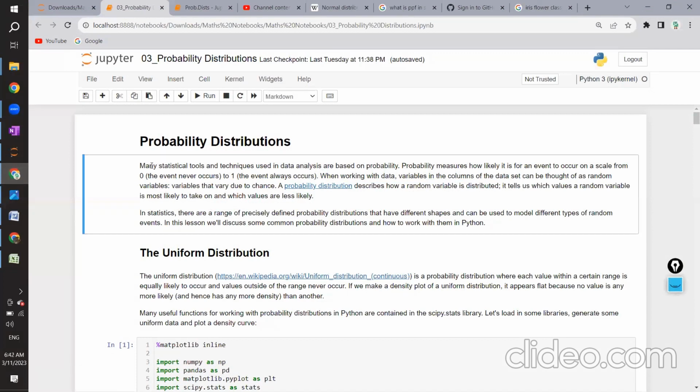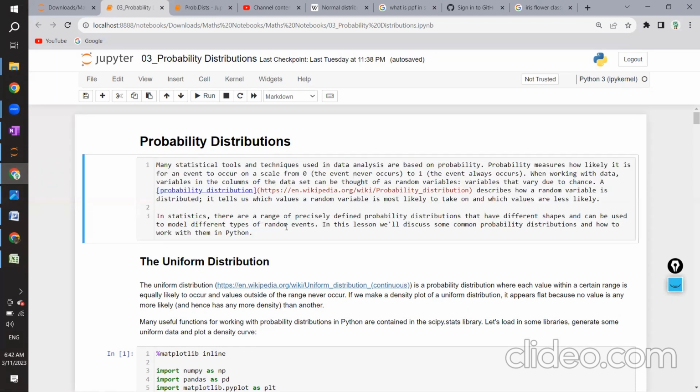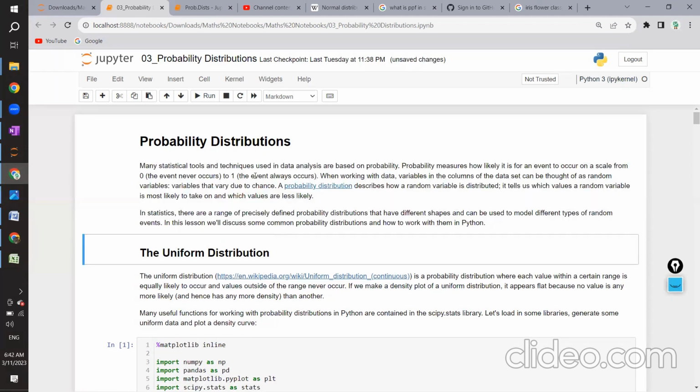Probability distributions. Many statistical tools and techniques used in data analysis are based on probability. Probability measures how likely it is for an event to occur, on a scale from 0 to 1. 0 means it doesn't occur, and 1 means it will occur. Now, when working with data, variables in the columns of test data can be thought of as random variables.